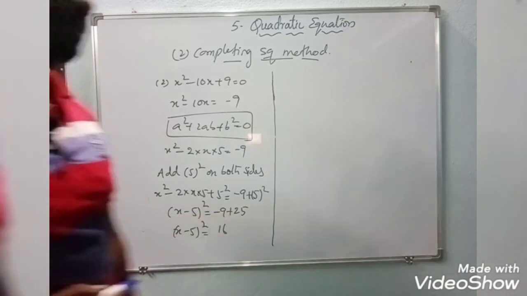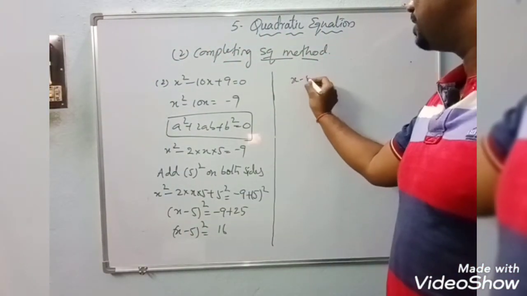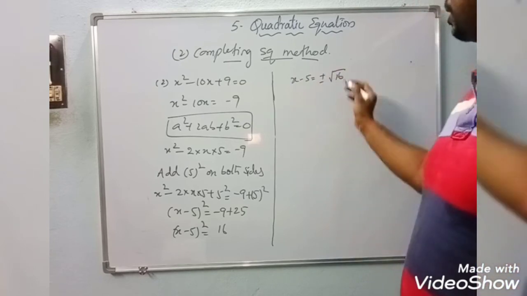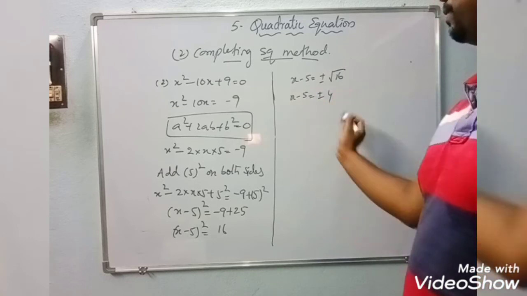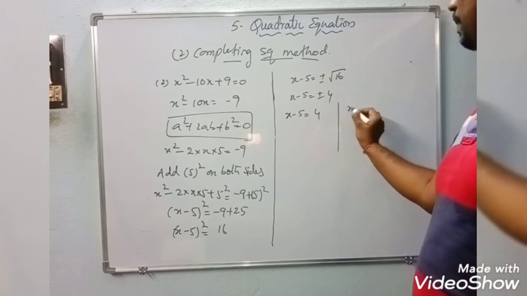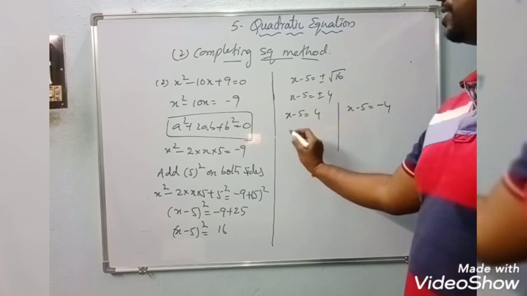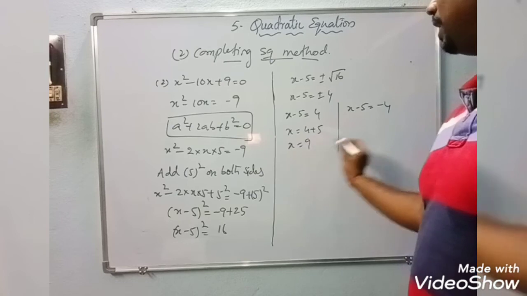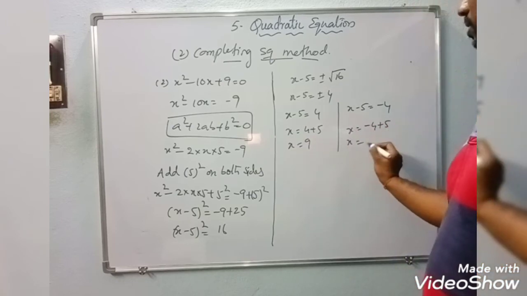Now send this square to the left side, so I am getting x minus 5 is equal to plus or minus root of 16. Now root of 16 is nothing but plus or minus 4, we know. Now split the term, you will get x minus 5 is equal to 4 as the first one. Next, x minus 5 is equal to minus 4 as your second one. Now send this 5 here, you will get x is equal to 4 plus 5, so x is equal to 9. Here x is equal to minus 4 plus 5, so x is equal to 1.